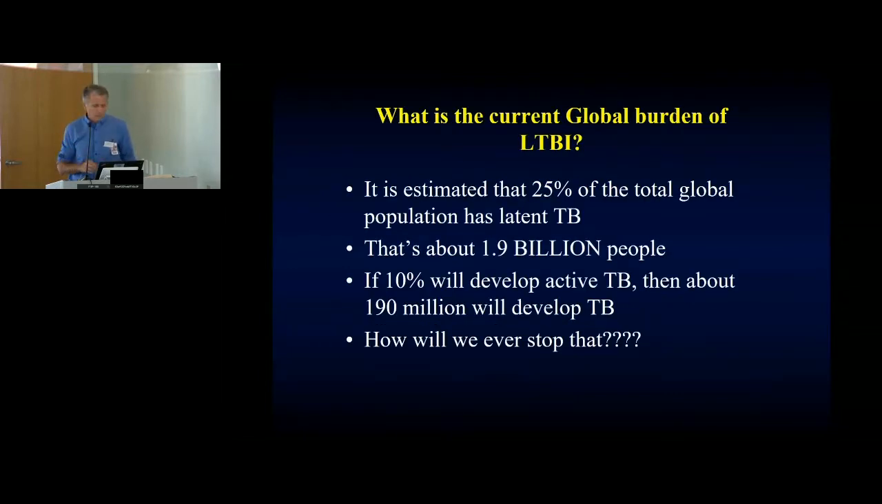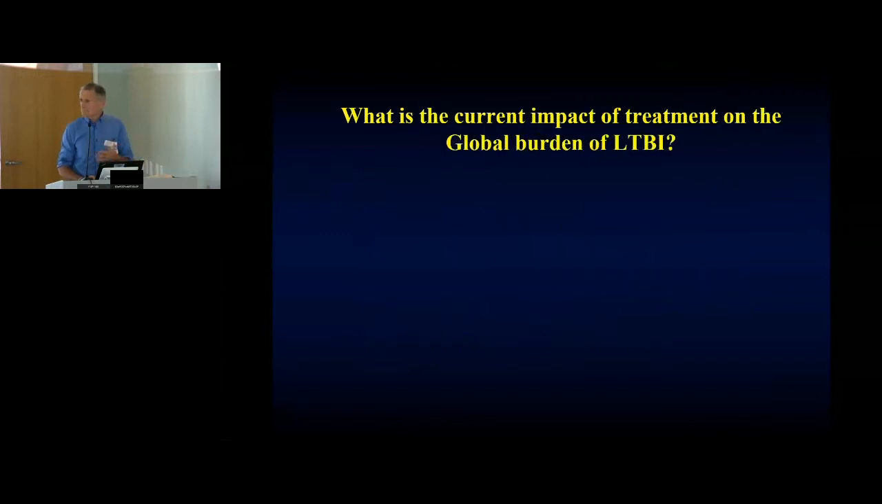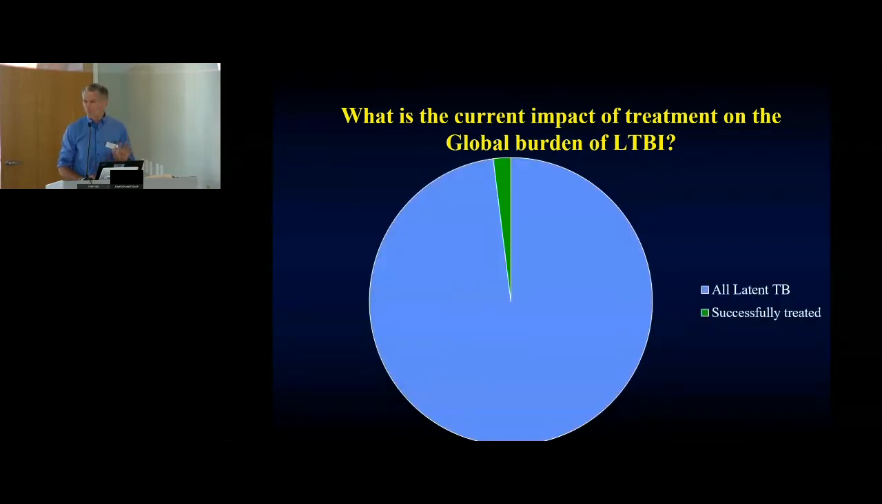First of all, what's the current global burden? I'm not going to dwell on this too much. I'm sure you've all heard this many times. 25% is an estimate, maybe from one of you in the room. That's a lot of people, and if 10% develop TB, that's a lot of people with active TB. So here's my rough estimate. This is not modeling: what's the current impact of treatment on the global burden of latent TB infection? This is a fairly simplified schematic of how we're doing so far.